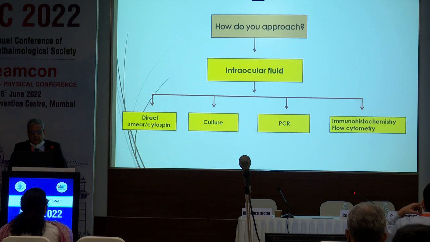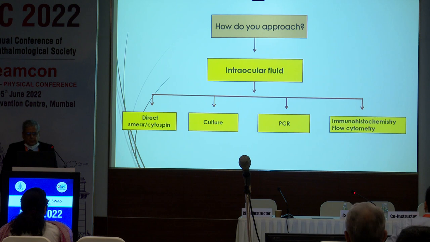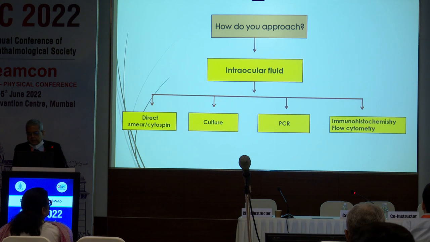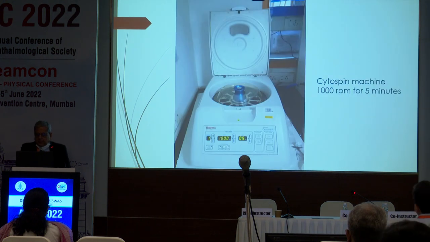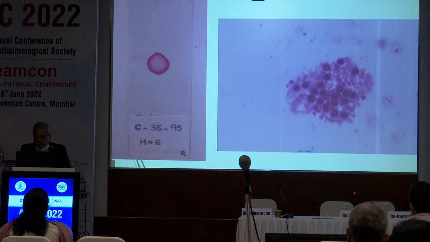So when you get an intraocular fluid, that specimen should go for a direct smear. Cytospin is better, and then culture, PCR, and then immunohistochemistry and flow cytometry. I'll be talking a little bit about it. For cytospin, we use that machine at 1000 RPM for 5 minutes for concentrating the specimens, and what you get are concentrated smears. This is a case of metastatic tumor from the anterior chamber aspirate, and we could see large cells with hyperchromatic nuclei and scanty cytoplasm. So you get very concentrated smears, and it is easy to make a diagnosis.